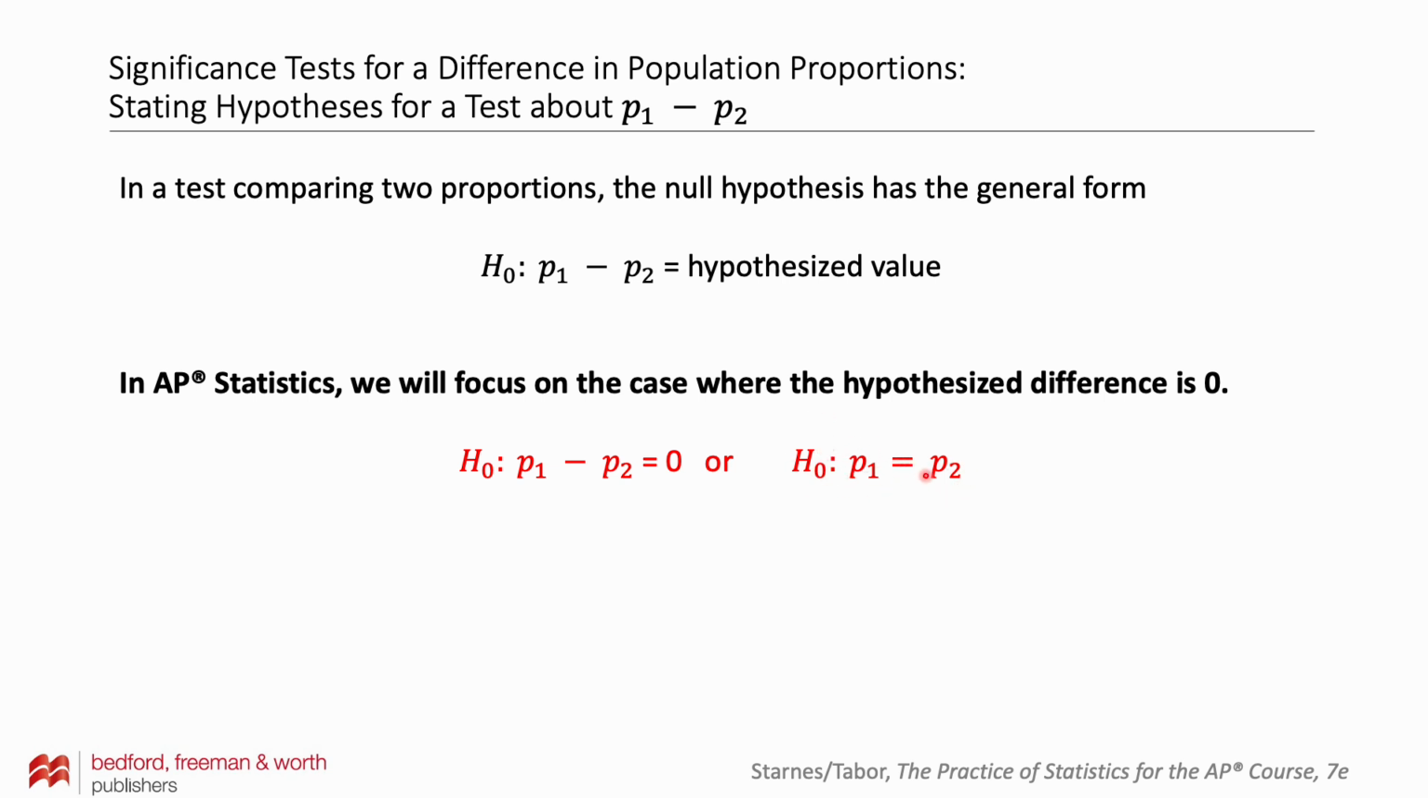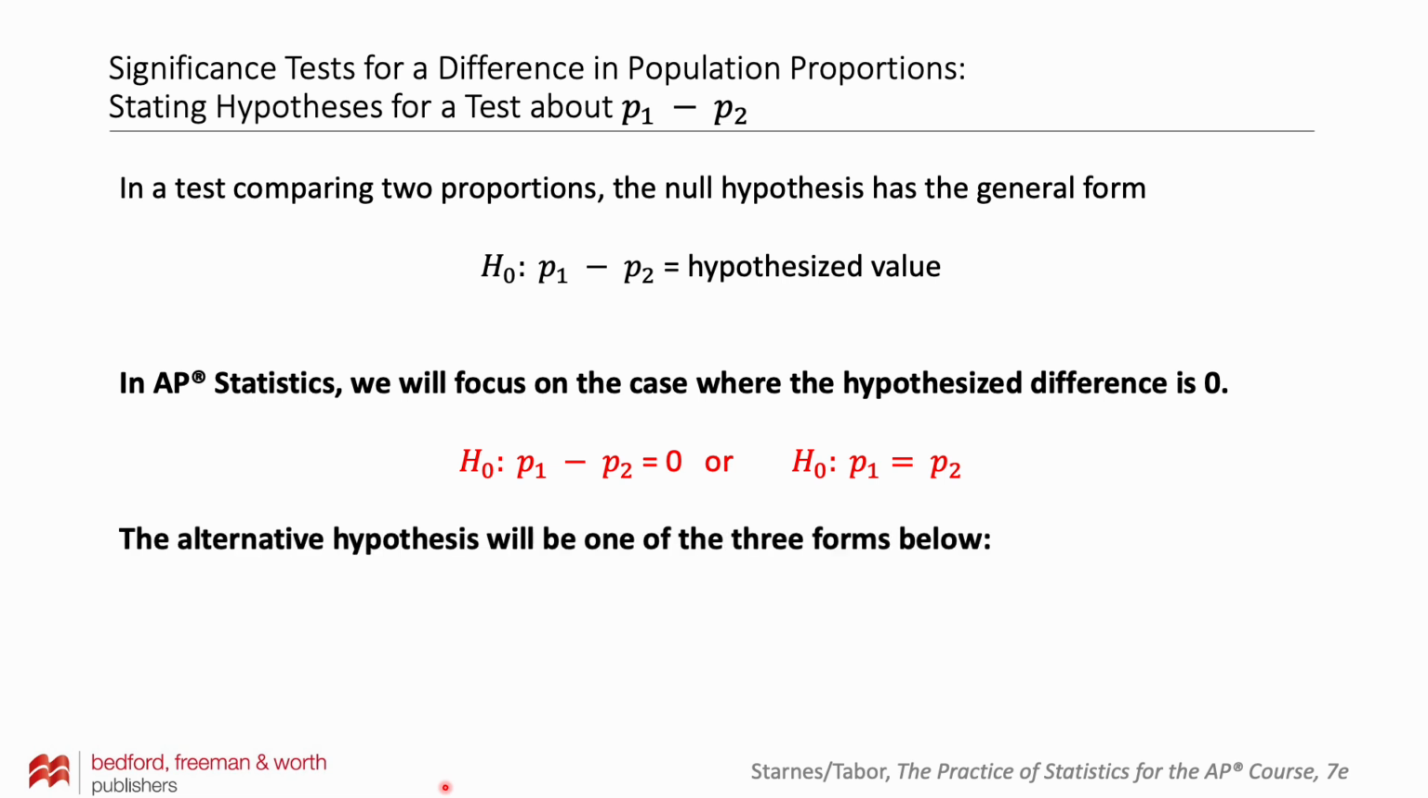And then I just think back to, okay, it does have to be a difference equal to 0. So I do some math, move the P2 over and set it equal to 0. Usually this is the one that you'll see me write down: the difference between them equals 0. The alternative hypothesis will be one of three forms. It could be P1 is greater than P2, or P1 is less than P2, which are one-sided, or P1 does not equal P2, which remember is our two-sided tail on our normal curve.